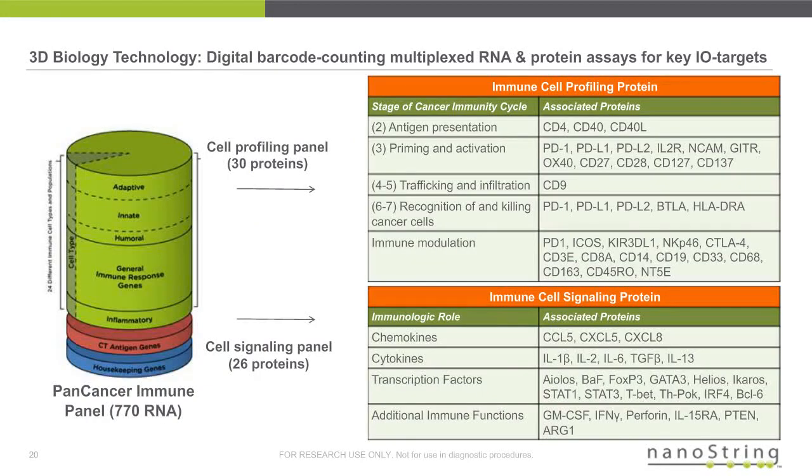Speaking of content, again, this is the RNA panel here. And then we have either the immune cell profiling or the immune cell signaling. And you'll see a lot of the players you would expect to see, particularly in the space of IO: PD-1, PD-L1, CTLA-4, and so forth. And then down here, these are intracellular proteins.